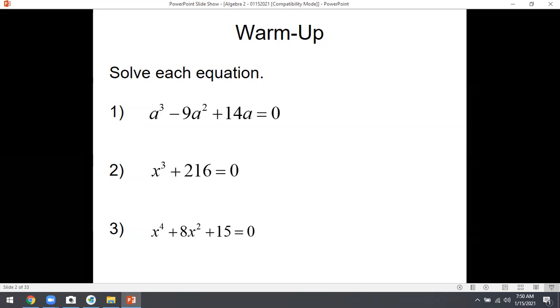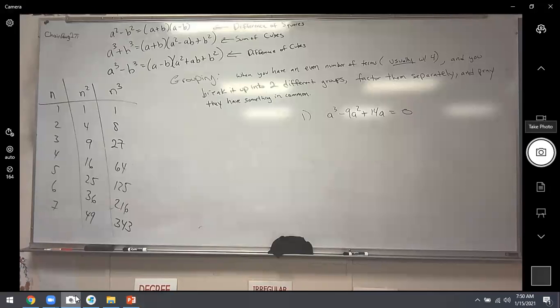All right, our work today is solving some equations. So whenever you're trying to solve any polynomial, your goal is to set it equal to 0, try to factor it with any techniques you've got, and then you can look at when the factors themselves are actually equal to 0. So looking at number 1 right off the bat, you've got a cubed minus 9a squared plus 14a.